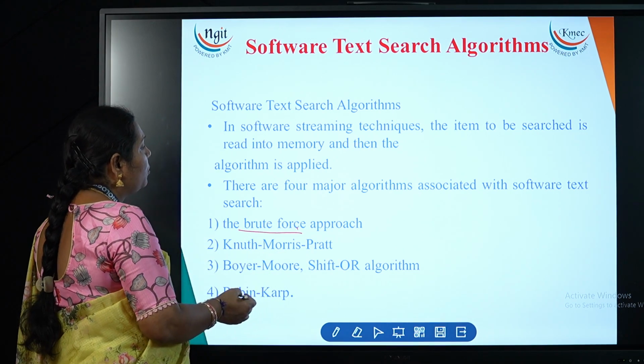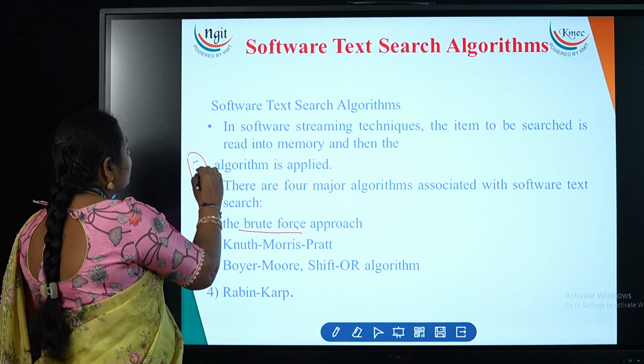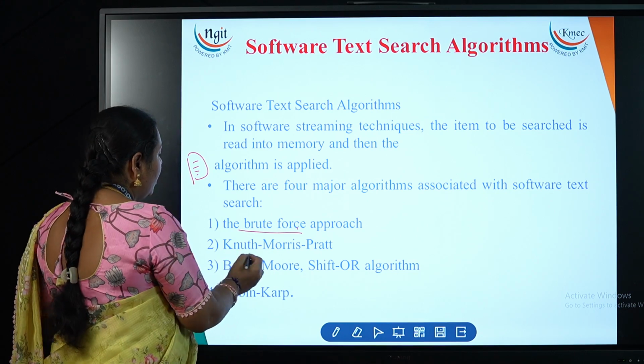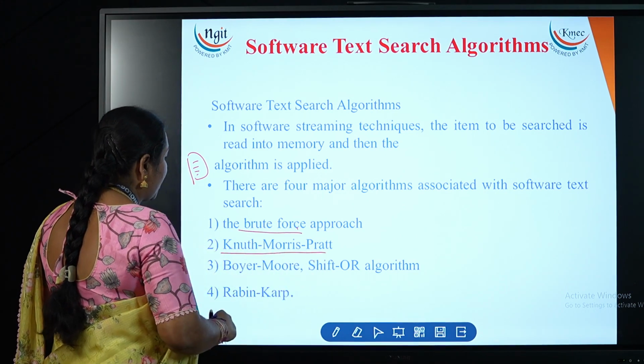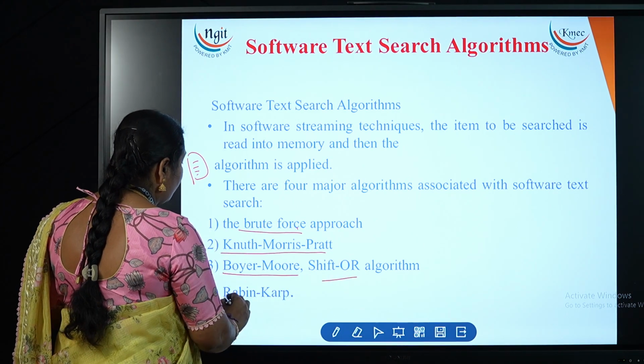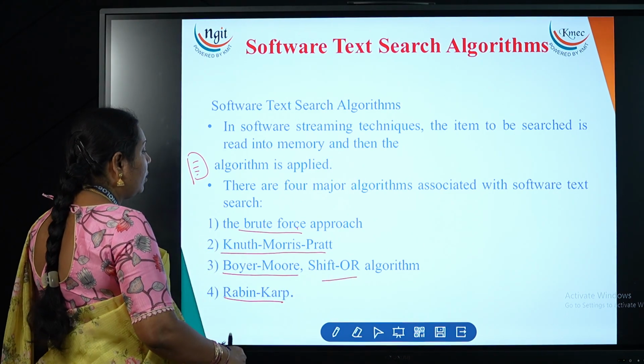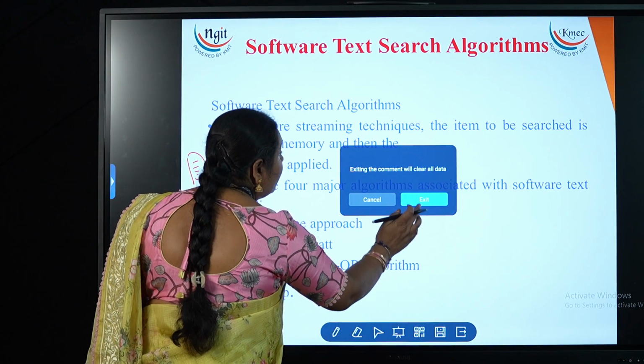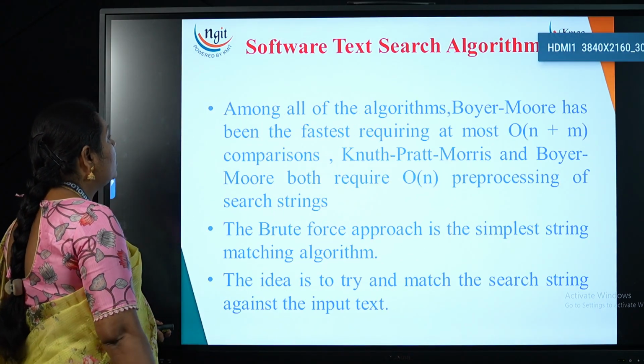Brute force, generally you know that whatever the document is available, I have to check everything. That is called brute force. Next one is Knuth-Morris-Pratt. Next one is the Boyer-Moore or shifter algorithm, as you call it, and Rabin-Karp. So we'll see all these algorithms in detail, coming over the patterns.